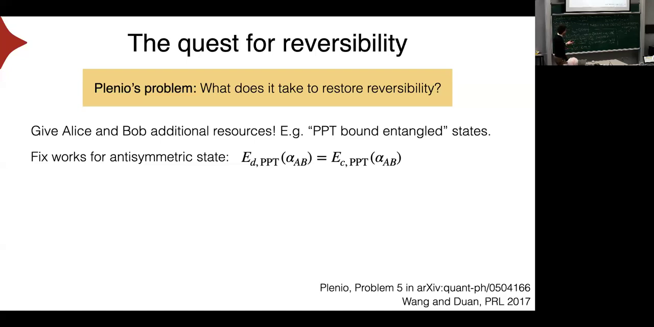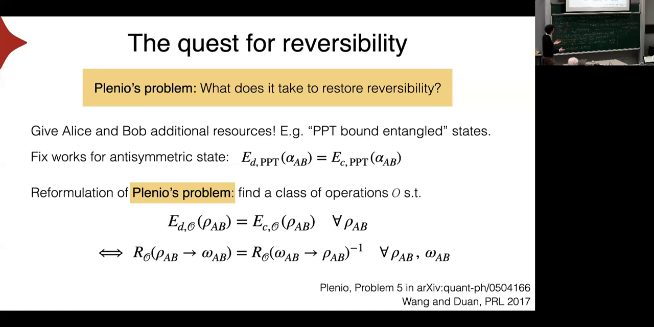So this fix works, and this inspired the general formulation of Plenio's problem, which is: can you find a meaningful class of operations O that makes the distillable entanglement equal to the entanglement cost? This is what reversibility means, that what you can get out is exactly what you put in for all states. Can that be done?